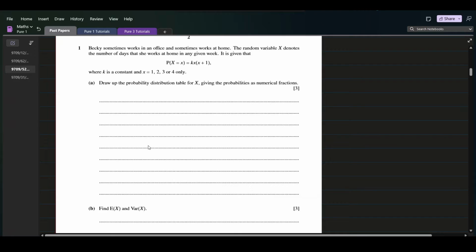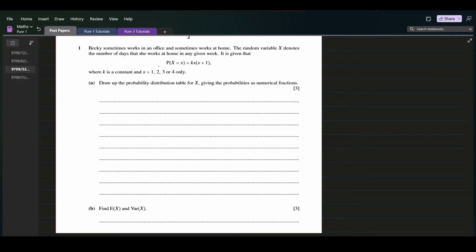Number 1. Becky sometimes works in an office and sometimes works at home. Random variable X denotes the number of days that she works at home in any given week. It is given that the probability that X equals x is equal to kx times (x plus 1), where k is a constant and x equals 1, 2, 3, or 4 only. Draw up the probability distribution table for X, giving the probabilities as numerical fractions.